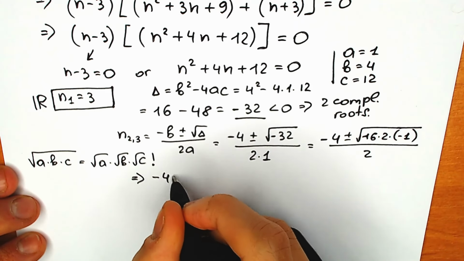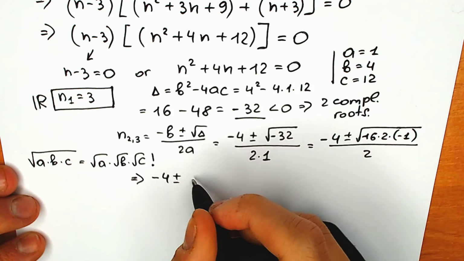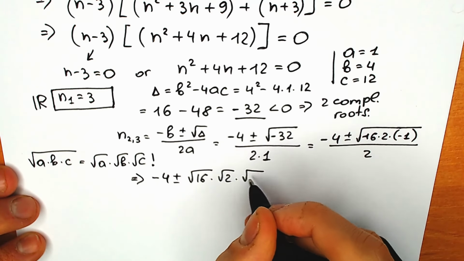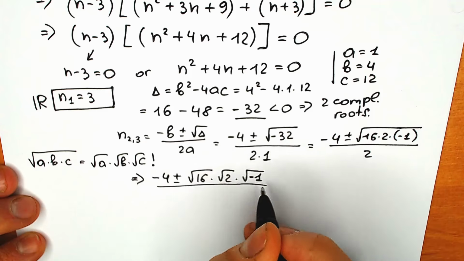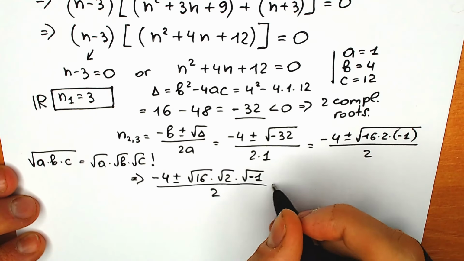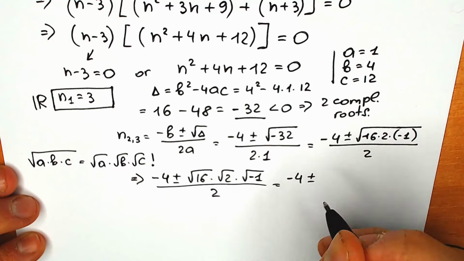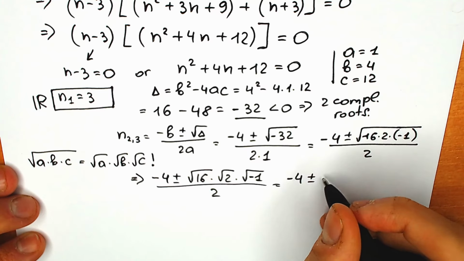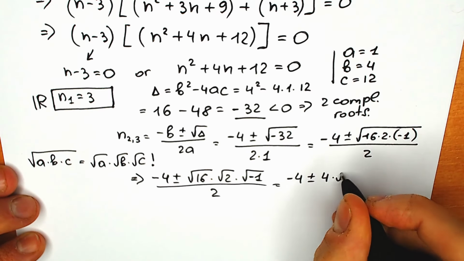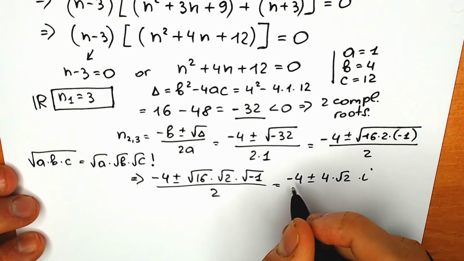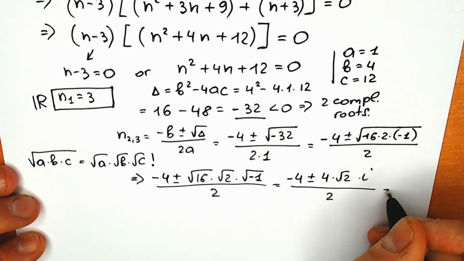So minus 4 plus minus. This one we're gonna split. So square root of 16 times square root of 2 and times square root of minus 1, over 2. Okay, equal to minus 4 we have right here, plus minus square root of 16 equal to 4 times square root of 2, and this is our imaginary unit. This is our i, times i over 2.